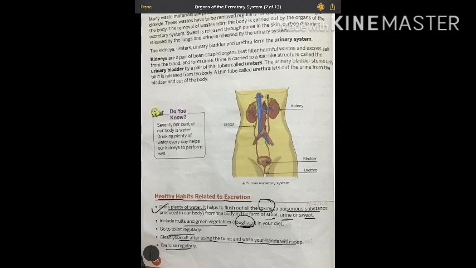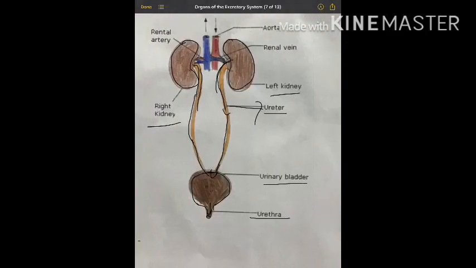Exercising is very important in our daily life. It helps us to maintain and regulate all the systems of our body, and also the excretory system, even the digestive system. So we should exercise regularly. Any kind of exercise we can do daily for at least half an hour, so that it helps to maintain our body systems. So this is all about your digestive system and excretory system.